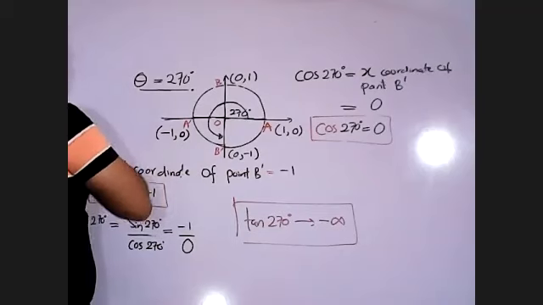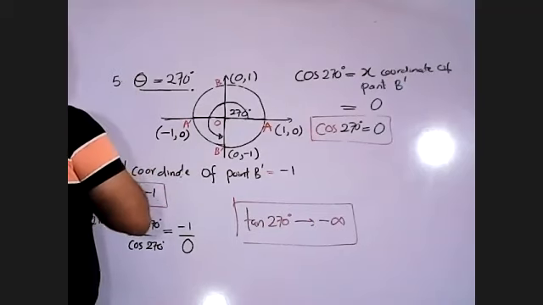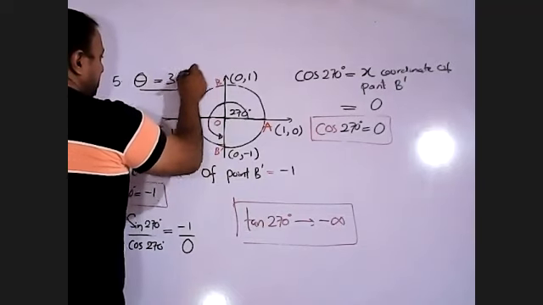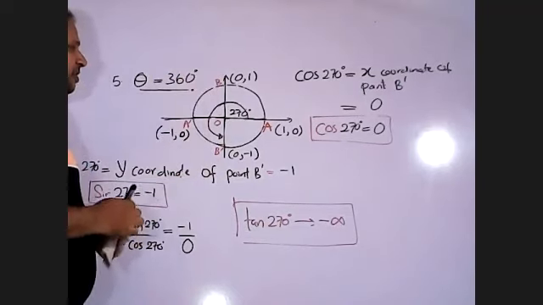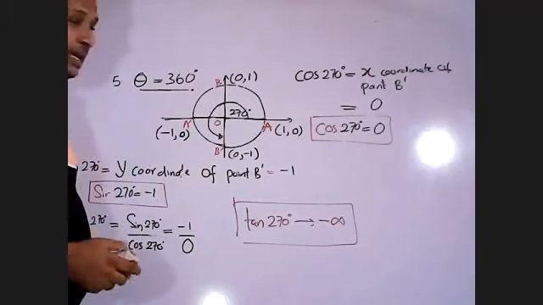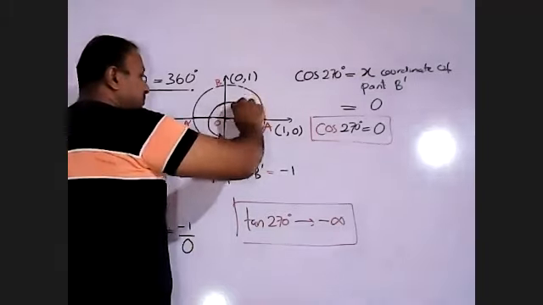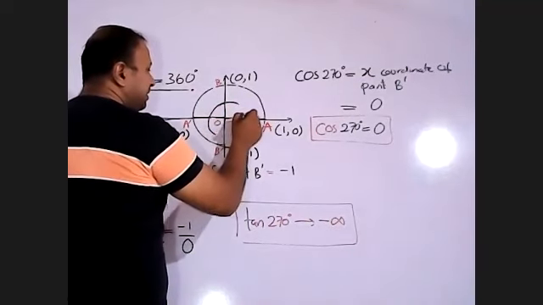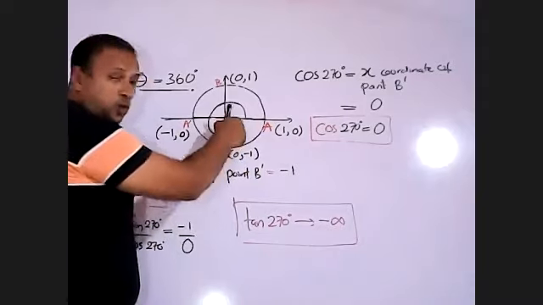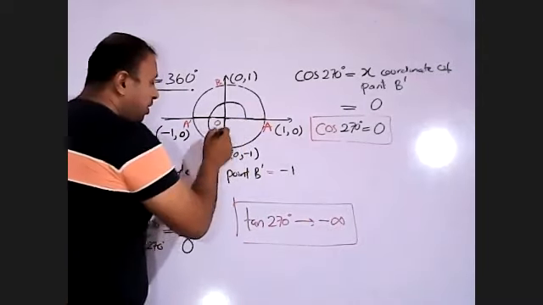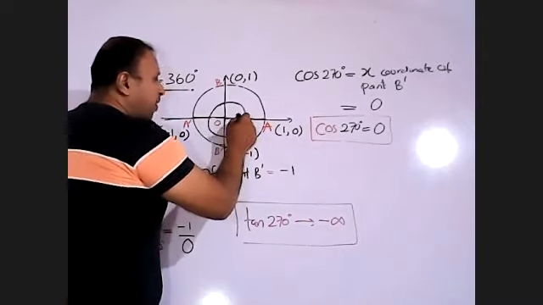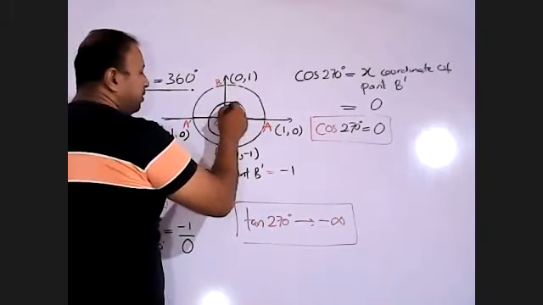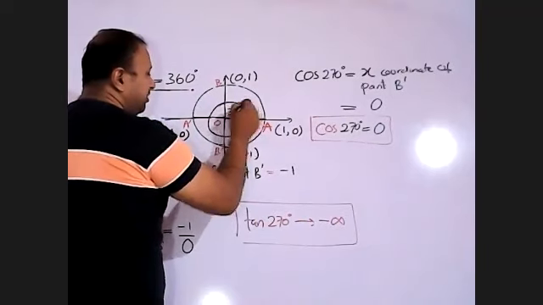Fifth part. That is 360. 360 means you have to come to the original place again. This is equal to a 360-degree rotation.